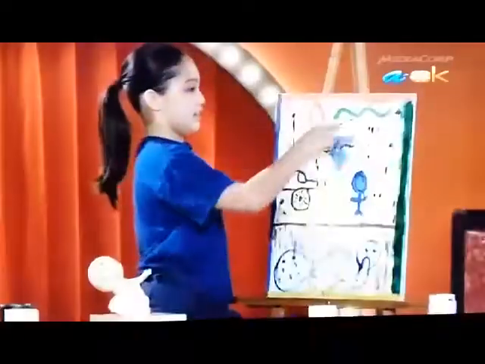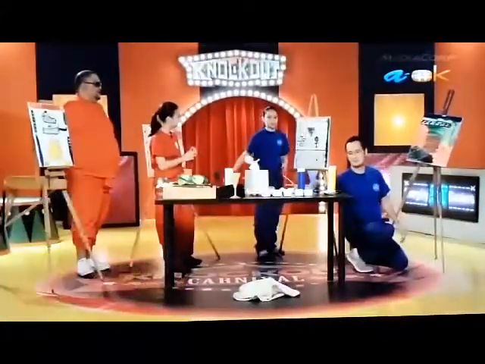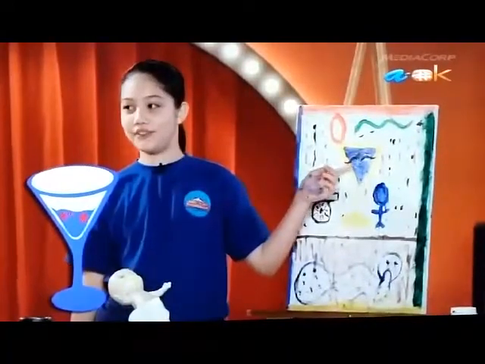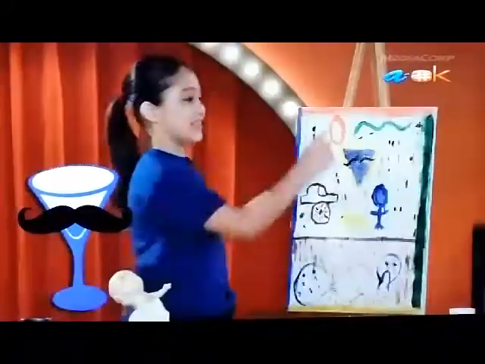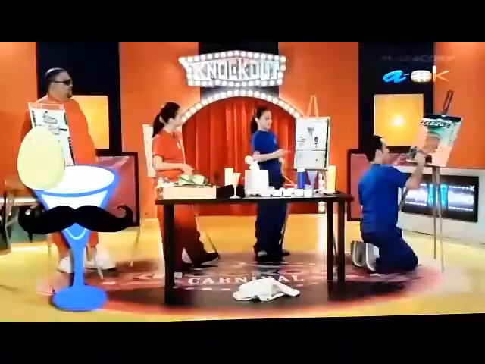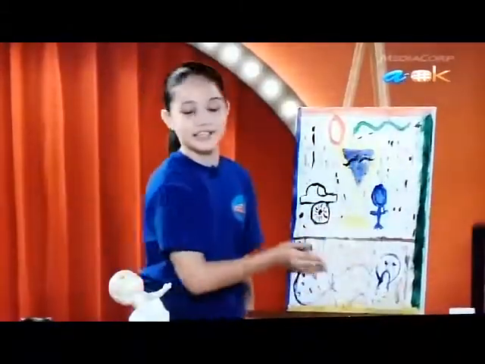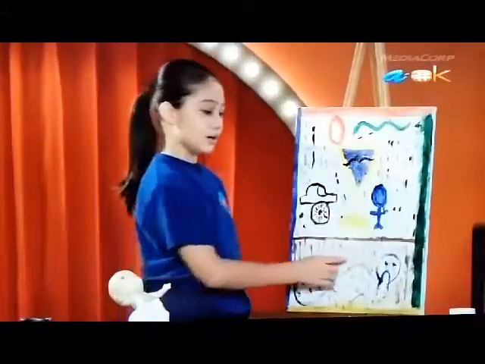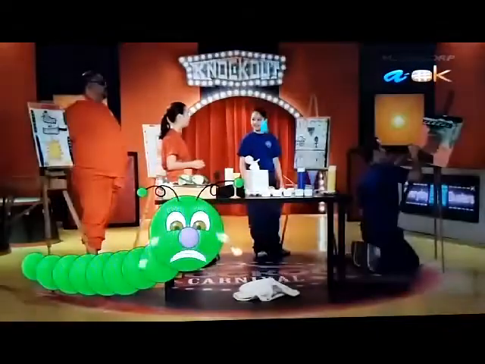Me too. This is a snake that is about to dive into a glass of blue liquid with red dots. And then the glass has a mustache. There's an egg balancing on the edge of the glass. And it's raining colors. And this part was empty until I put in a worm. It's a very sad worm who's crying.